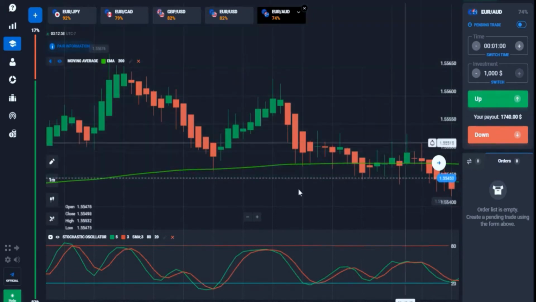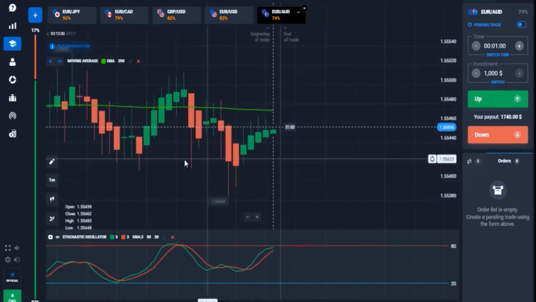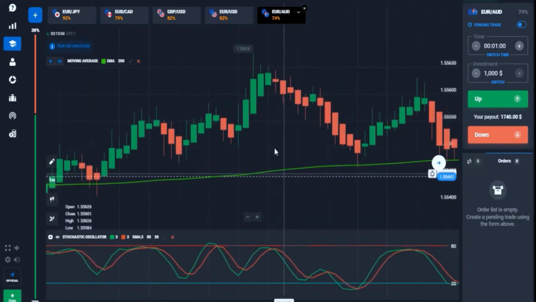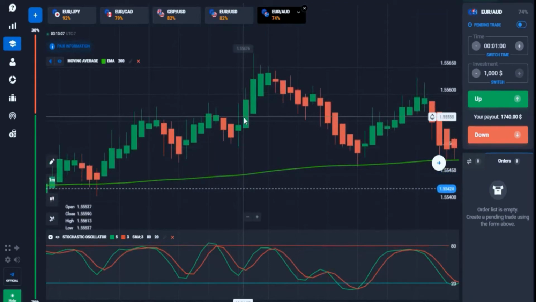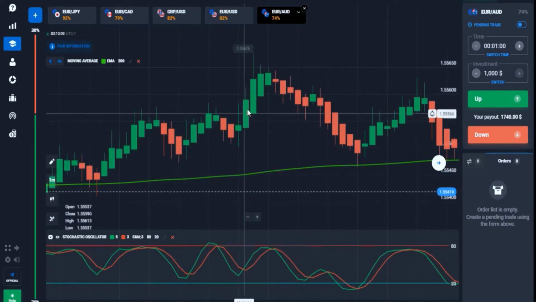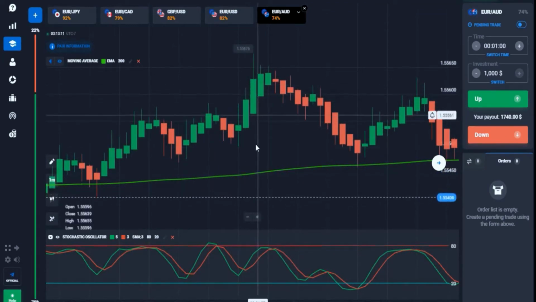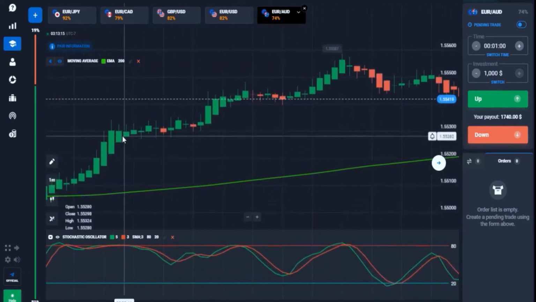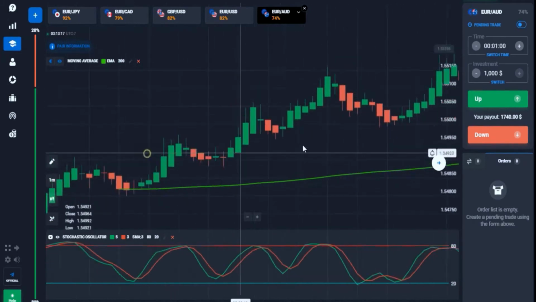For example, if we enter our trade right from this candle, let me take it back, right from this position, as you can see, we end up in a profit even with 1, 2, 3 minutes. The same thing happens when you have your market below the moving average. Let me find a moment.